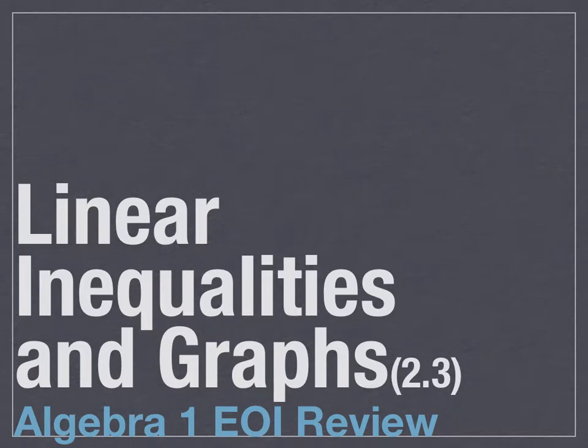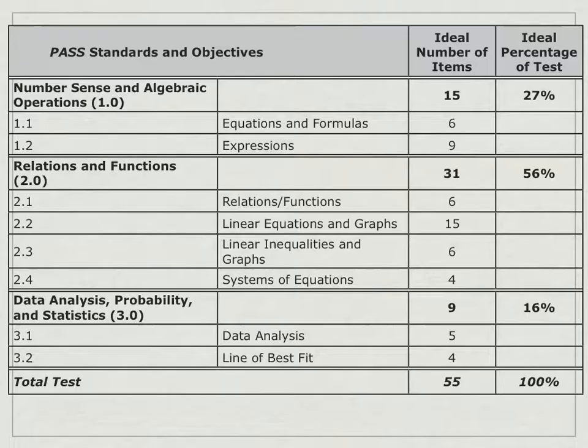Linear Inequalities and Graphs, Algebra 1 EOI Review. This lesson is over Standard 2, Relations and Functions, Objective 3, Linear Inequalities and Graphs. If you'll remember, Relations and Functions, Standard 2 is going to be the most highly tested standard on the Algebra 1 EOI. Of the 55 questions, 31 of them are going to be over Standard 2. And of those 31 questions, 6 of them are going to be over this standard, linear inequalities and graphs.